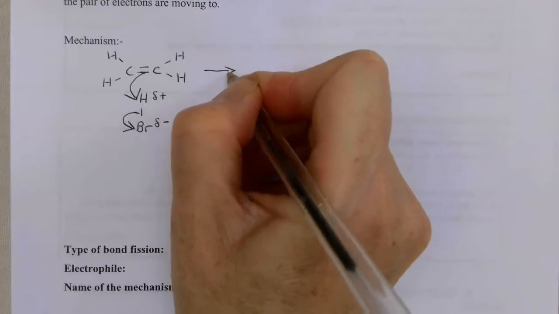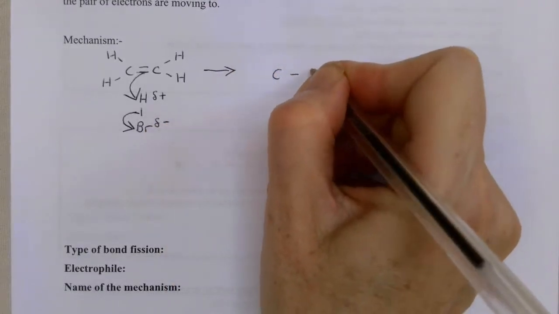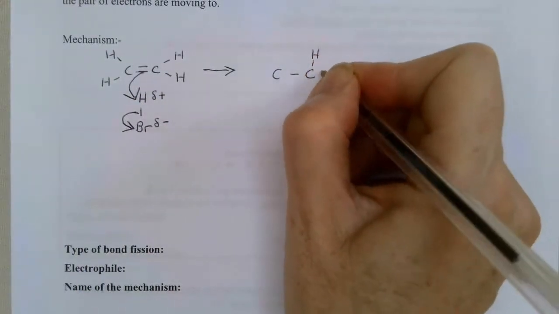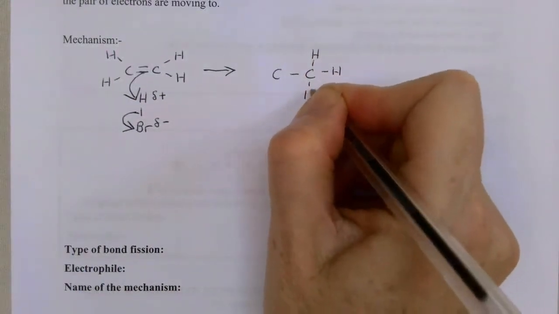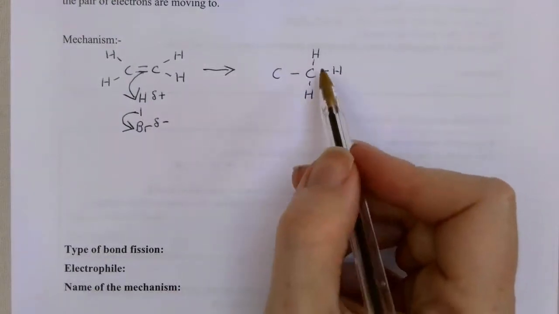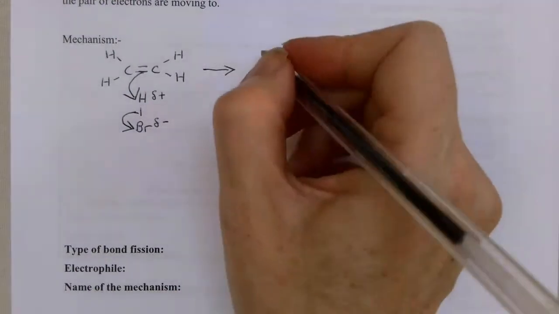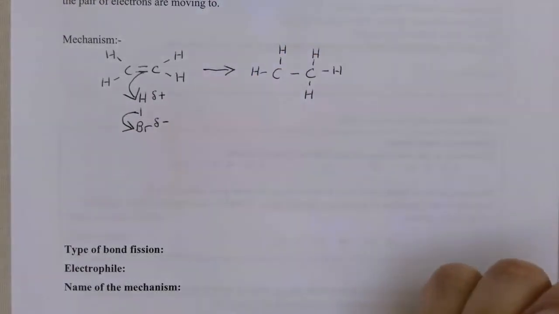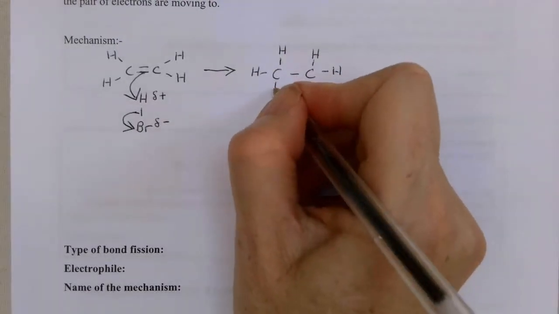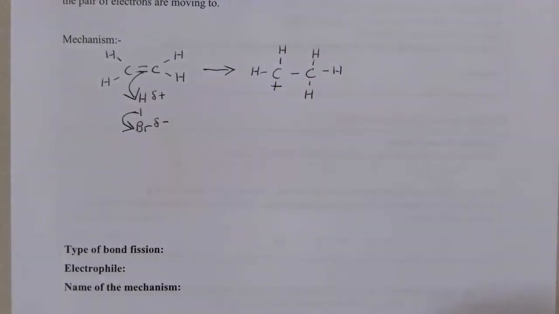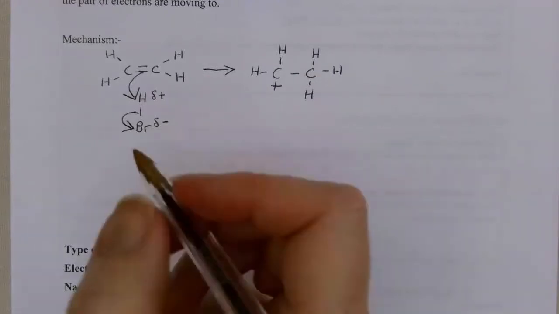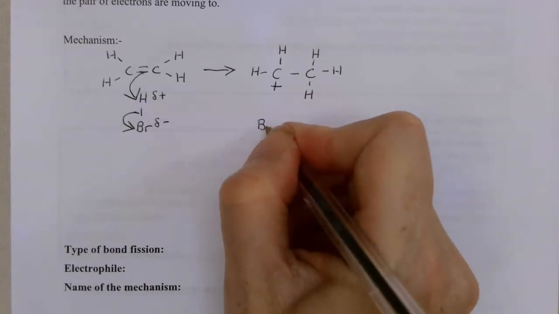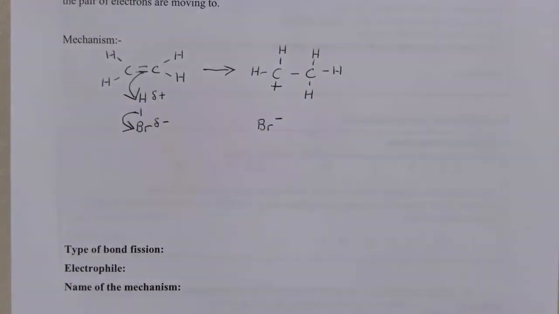I then get an intermediate stage. So I've now added this hydrogen onto the carbon. So there's my extra hydrogen that I've added on. It's now indistinguishable from the other two. I've still got the two hydrogens on here, but because I've done heterolytic bond fission, that carbon has ended up with a positive charge on it. Because both of the electrons have gone onto this bromine, it has now become a bromide ion.